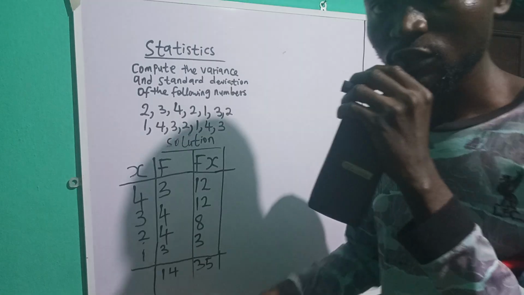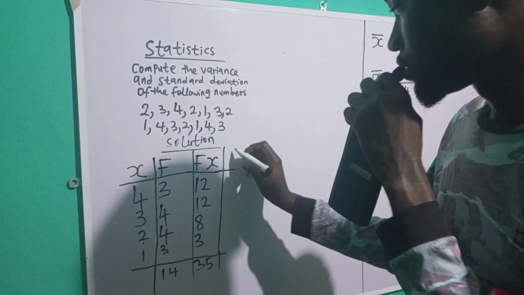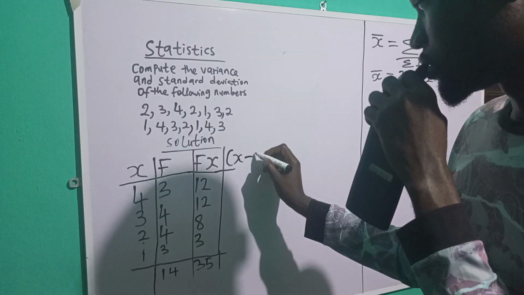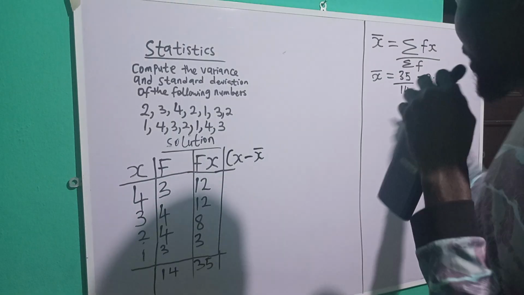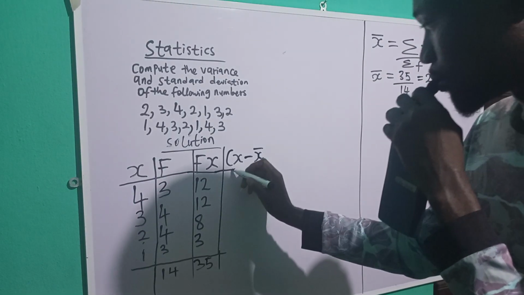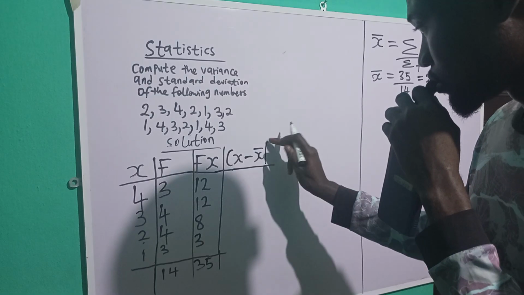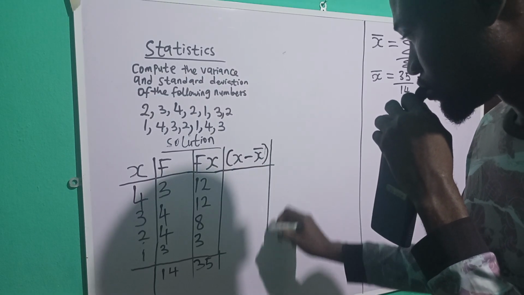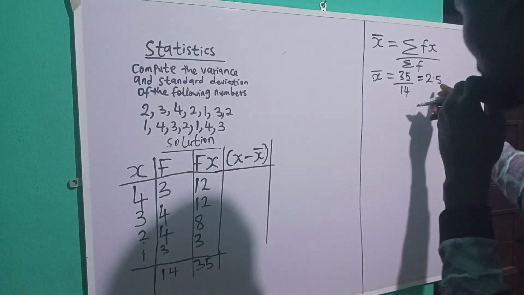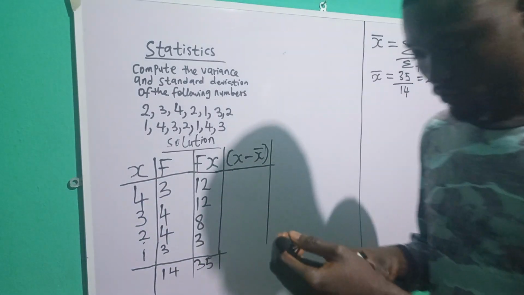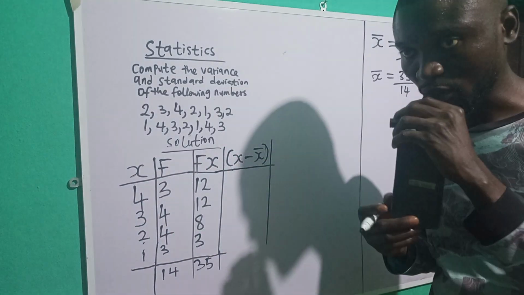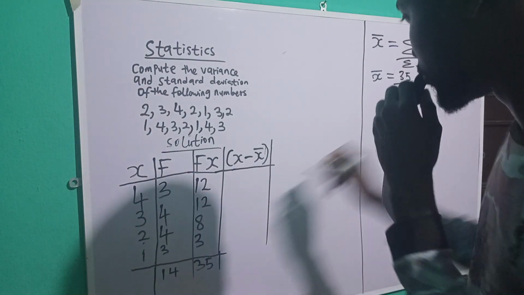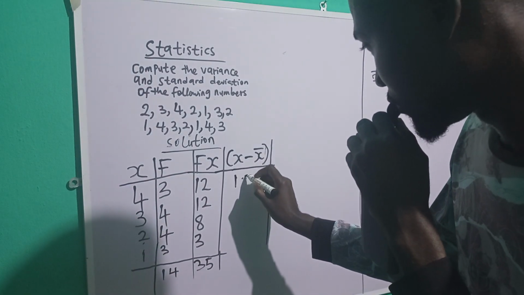So the next thing is what? Raw score minus mean. So we have X, which is the raw score, minus X bar. X bar is the mean. So raw score minus mean. So this 4 minus 2.5 is what? 4 minus 2.5 is 1.5.